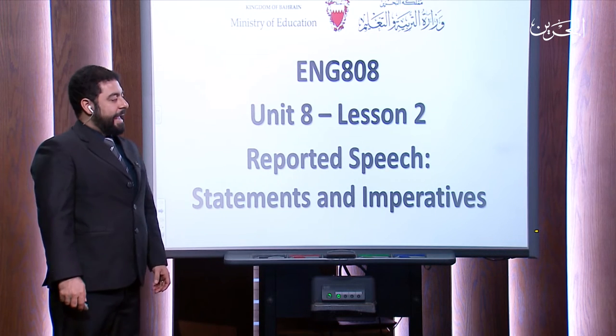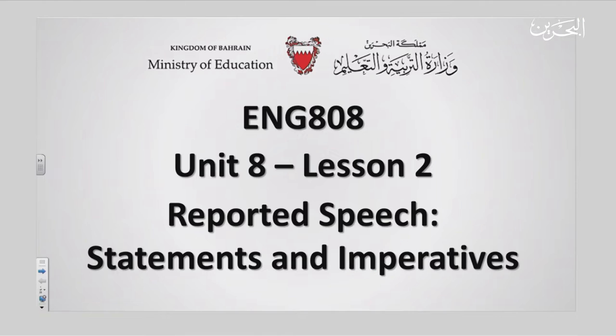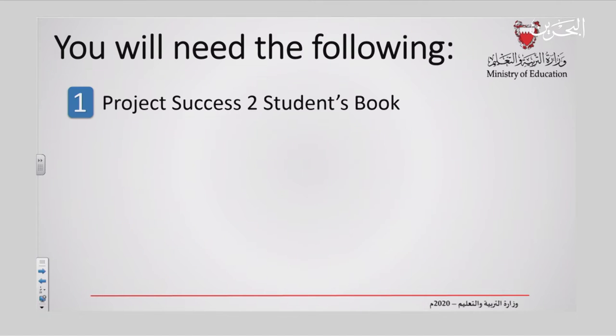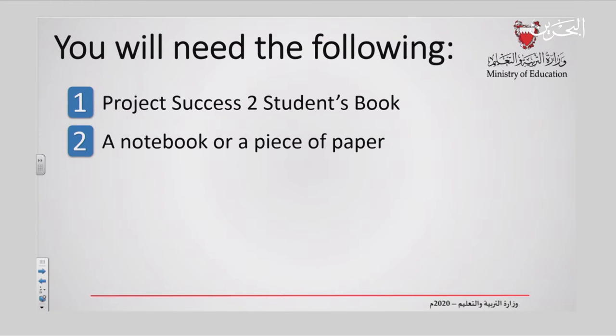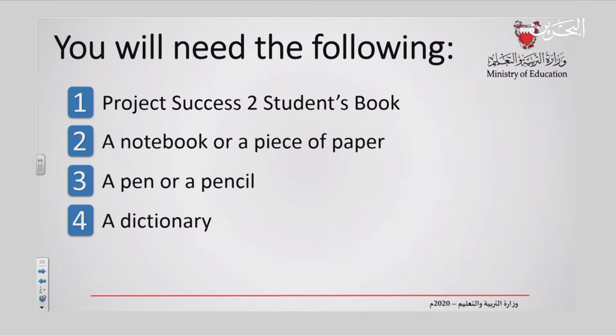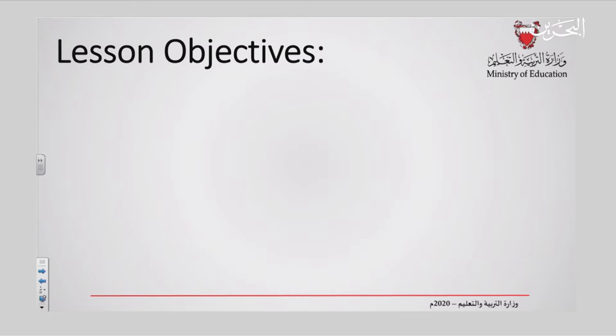This lesson is for English 808 for technical and vocational schools. It is Unit 8, Lesson 2, Reported Speech, Statements and Imperatives. In order for you to do the lesson well, you need the following. Number 1, Project Success 2, Student's Book. Number 2, a notebook or a piece of paper. Number 3, a pen or a pencil. Number 4, a dictionary.